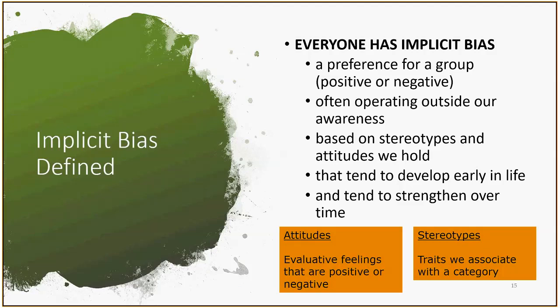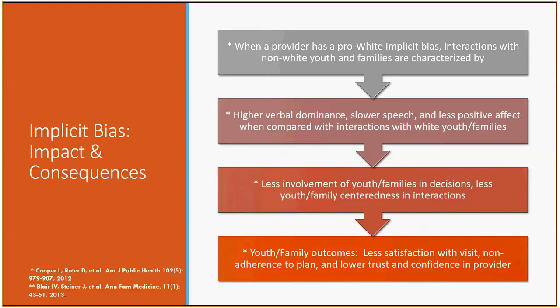So further exploration of how does implicit bias show itself in our everyday lives? Well, if we think about when a provider has a pro-white implicit bias, maybe that's from their upbringing, maybe they identify with that category. There's a lot of reasons that there could be a pro-white implicit bias. You can even have someone who's non-white have a pro-white implicit bias because of how they were socialized at an early age as a toddler. But let's say a provider has a pro-white implicit bias. Interactions with non-white youth and families are characterized by higher verbal dominance, slower speech, and less positive affect when compared with interactions with white youth or families.